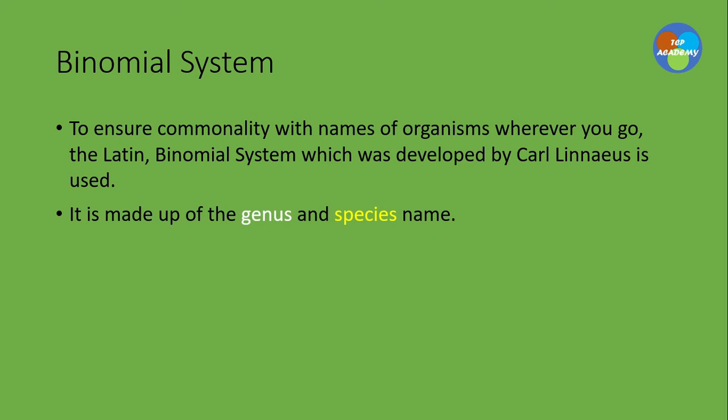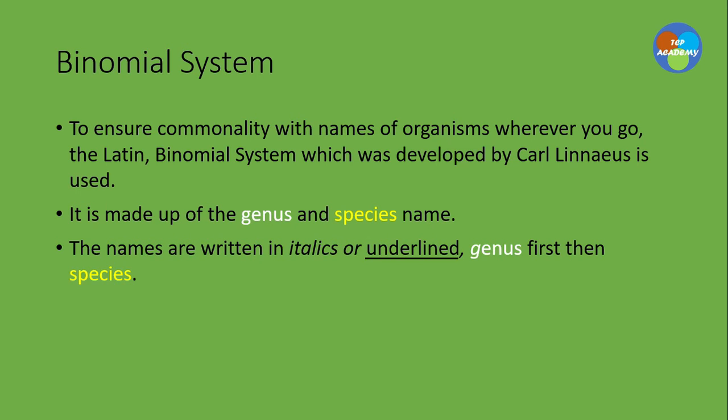For example, you might be familiar with the term Homo sapiens. Homo being the genus, sapiens being the species, and once we say that anywhere, we know that we're talking about the human being, because that's the binomial system, the naming system that we use to name humans. So let's dive a little further into the binomial system.